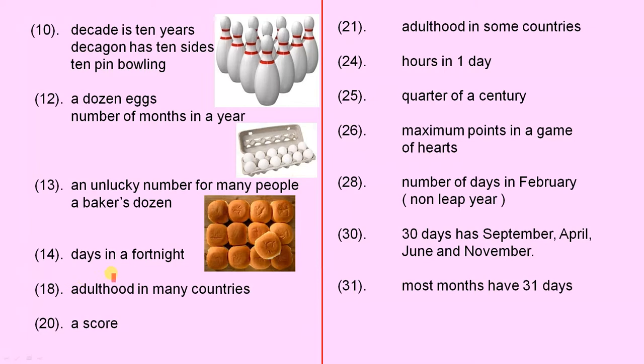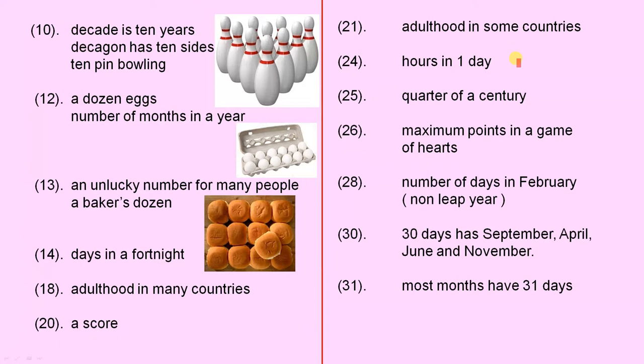18 is associated with adulthood in many countries. So when you reach 18, you can vote and do other special things. The number 20, another special name for the number 20 is score. So 1 score is actually 20. 21, that is considered adulthood in some countries. But these days, it's also 18. But many years ago, if you turned 21, that was considered adulthood.